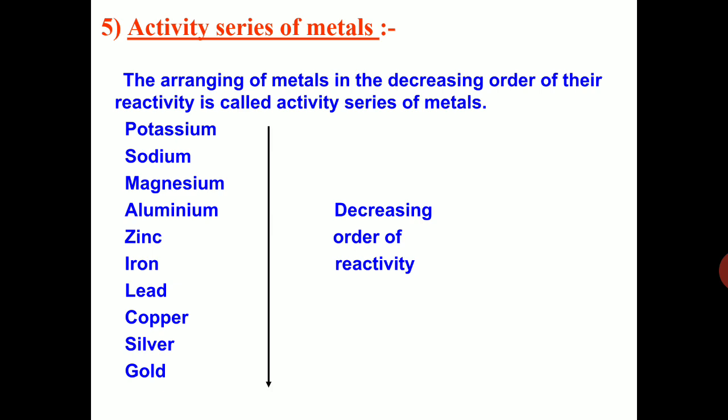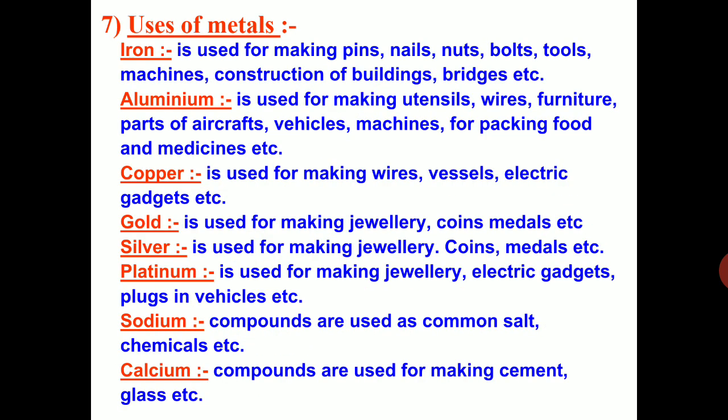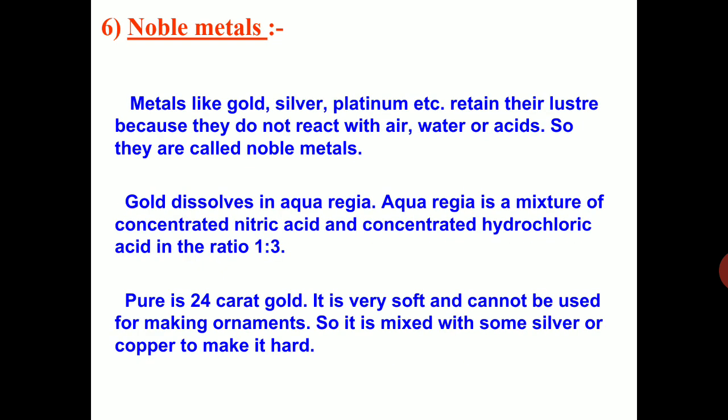Sodium is more reactive than magnesium. So sodium can displace magnesium from its salt solution. Aluminum is more reactive than zinc. So aluminum will displace zinc from its salt solution. Zinc is more reactive than iron. So zinc will displace iron from its solution. So this is known as reactivity series. This reactivity series is prepared based on the displacement reactions. So these are the chemical properties of metals.